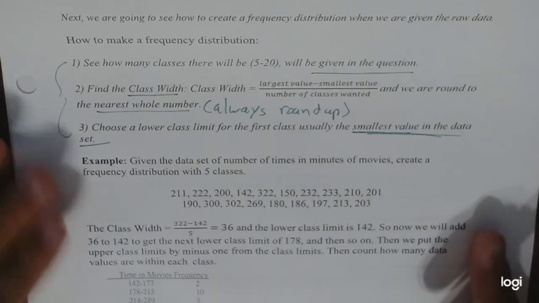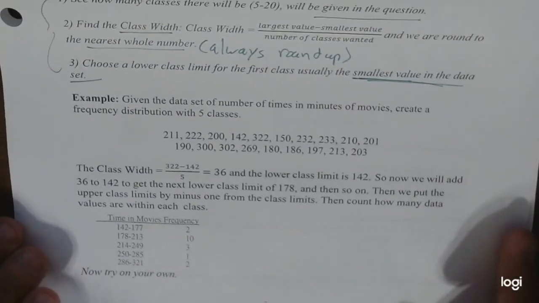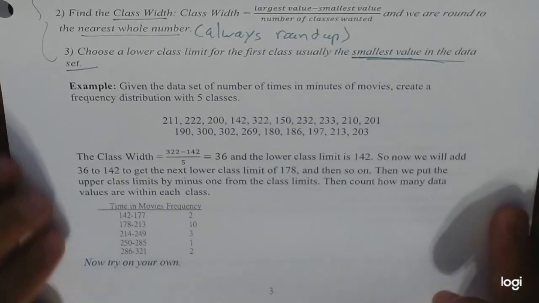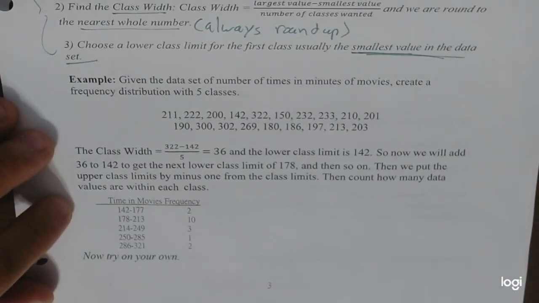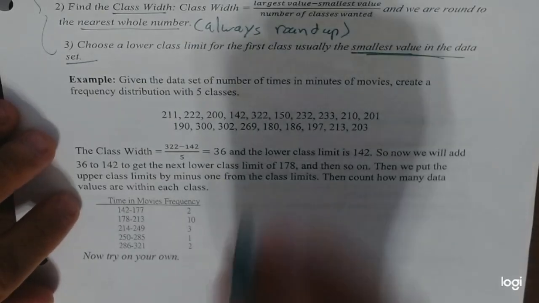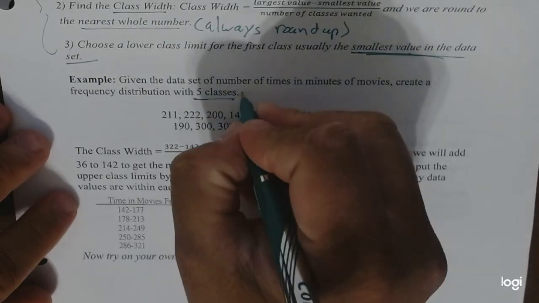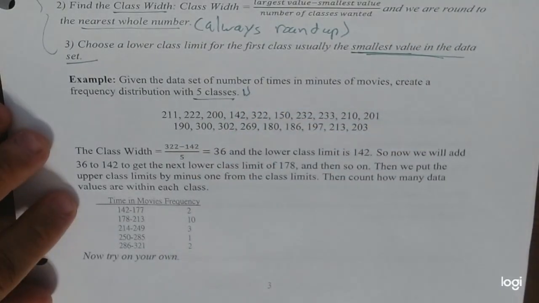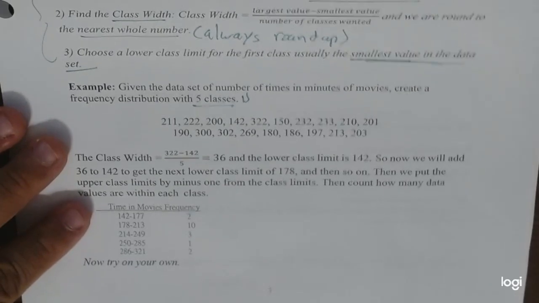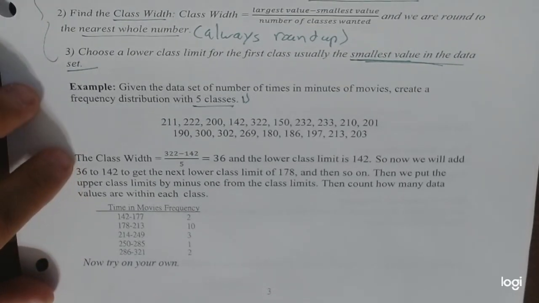Now I'll give you an example of how we're going to do these steps. Given the data set of times in minutes of movies, create a frequency distribution with 5 classes. Notice, there's your step 1, 5 classes. So step 1 is done, identifying how many classes you want. Now we go on to step 2, which says we want to find the class width.